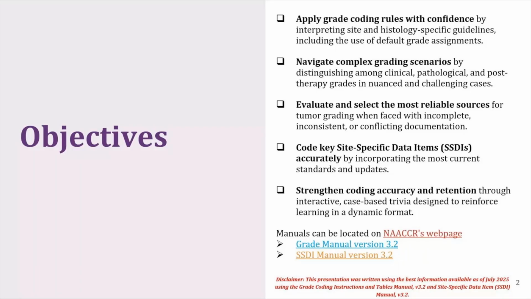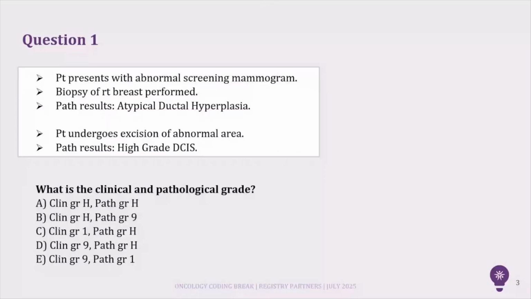So question number 1: a patient presents with an abnormal screening mammogram. They undergo a biopsy and the results are atypical ductal hyperplasia. So the surgeon does want to go ahead and remove this tissue, and afterwards the path results show high-grade DCIS. So how are we going to code this clinical and pathological grade in this case? So you should see a poll on your screen. Go ahead and choose an answer.